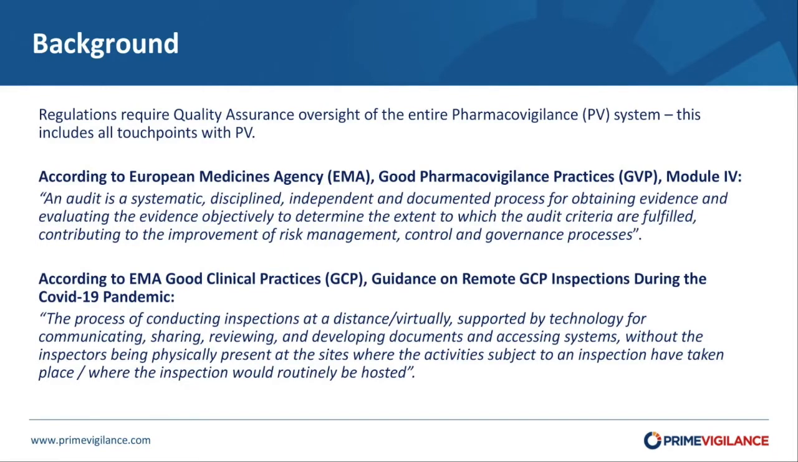So first of all, back to basics and the definitions around what is a typical inspection or an audit. An audit is a systematic, disciplined, independent, and documented process for obtaining evidence and evaluating the evidence objectively to determine the extent to which the audit criteria are fulfilled, contributing to the improvement of risk management, control, and governance processes.